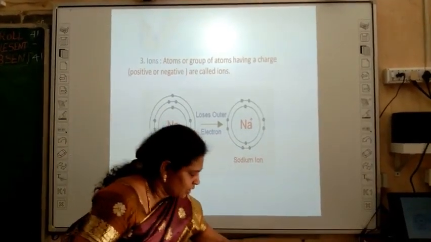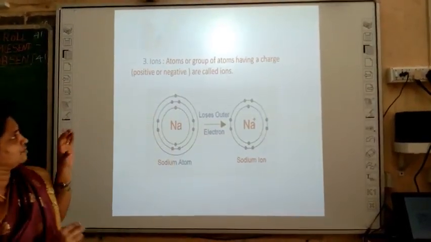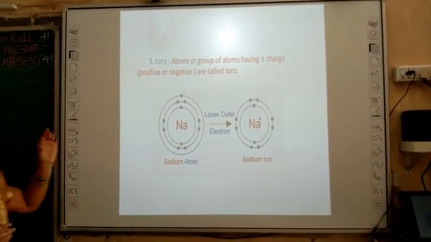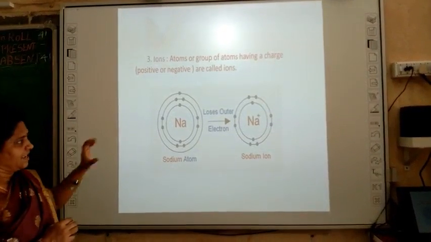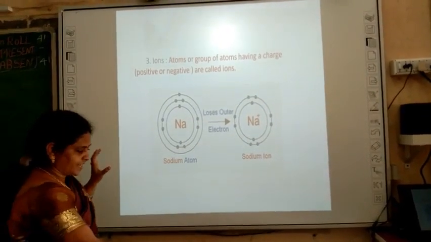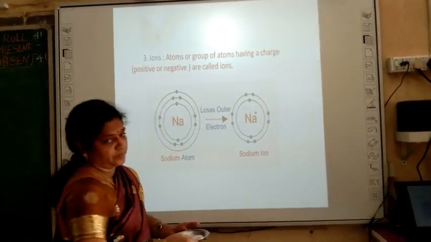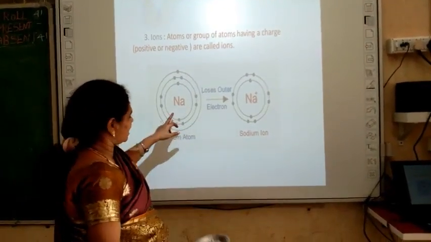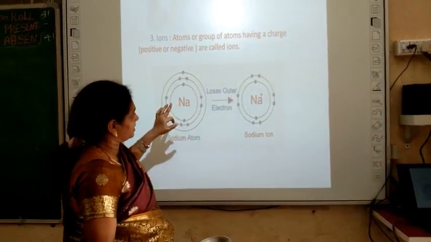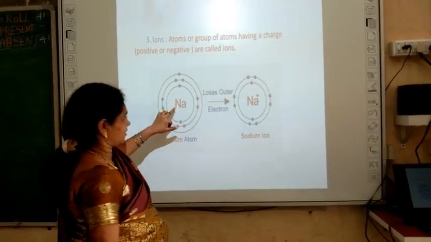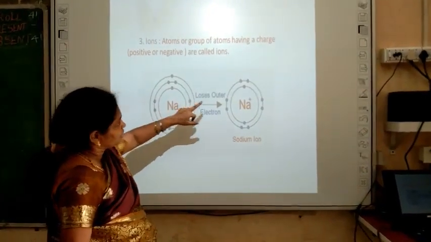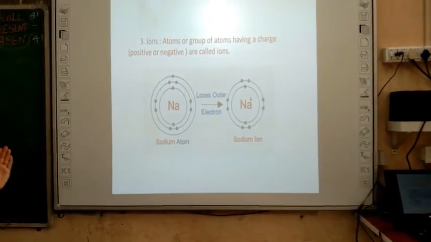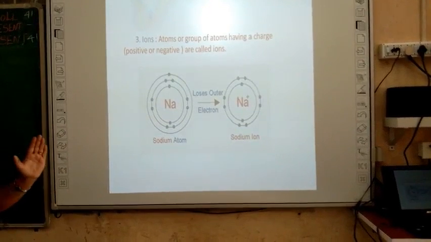So ions means what? Atoms or groups of atoms having positive or negative charge are called ions. Understand? Here we take table salt only. Table salt NaCl. So Na plus Cl, chlorine. Here Na is an atom. This Na atom gives up electrons, so it becomes a sodium ion, a cation.